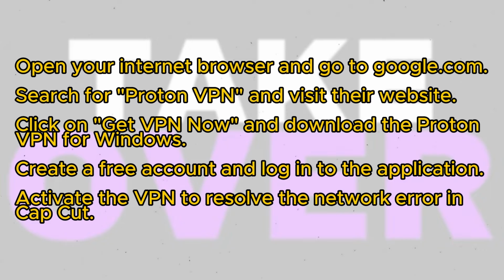First, open your internet browser and navigate to google.com. Now, search for Proton VPN. This method I'm about to show you is completely free, but if you have a paid VPN, feel free to use that instead. Once you're on the Proton VPN website, click on Get VPN.